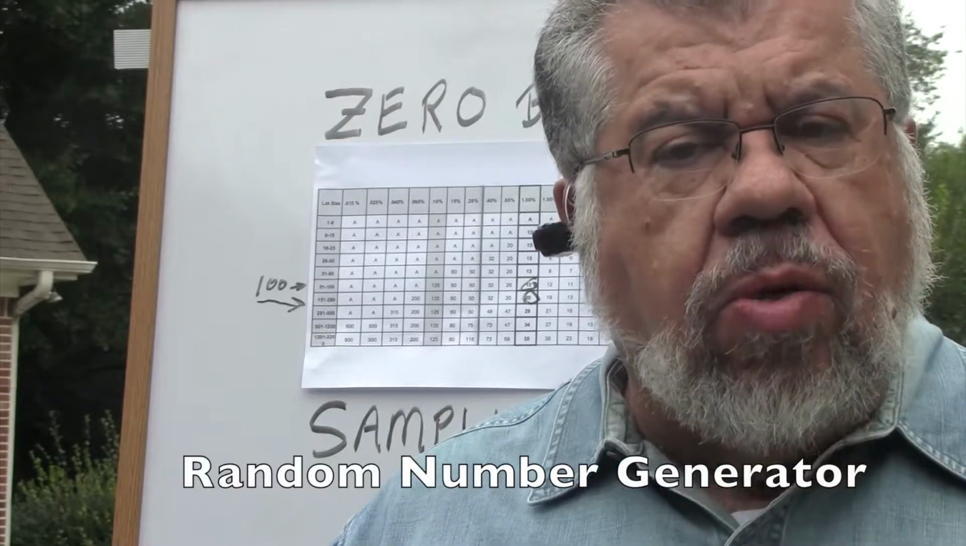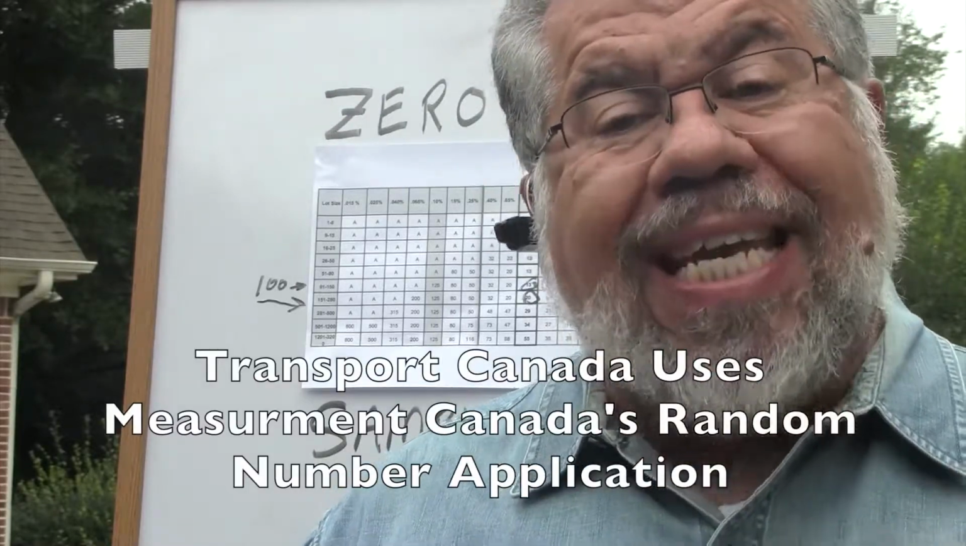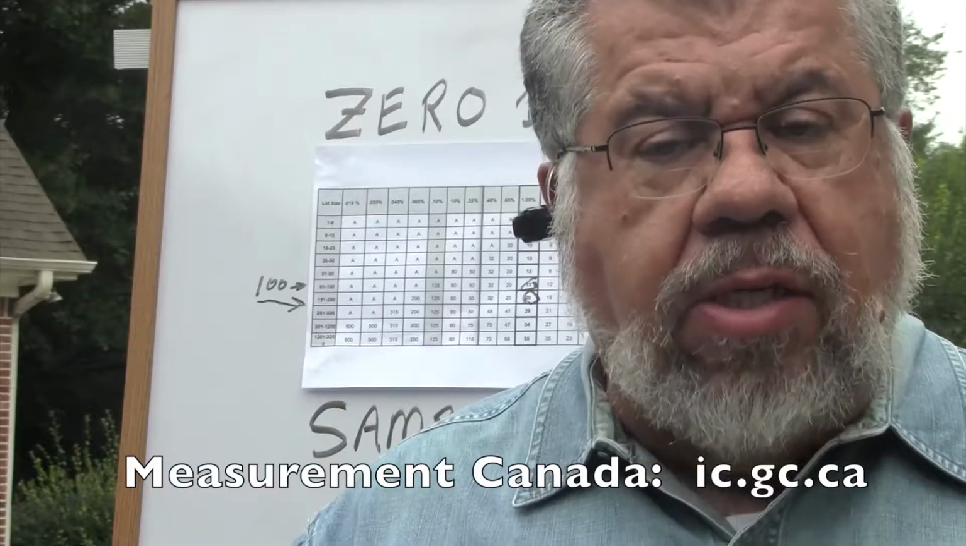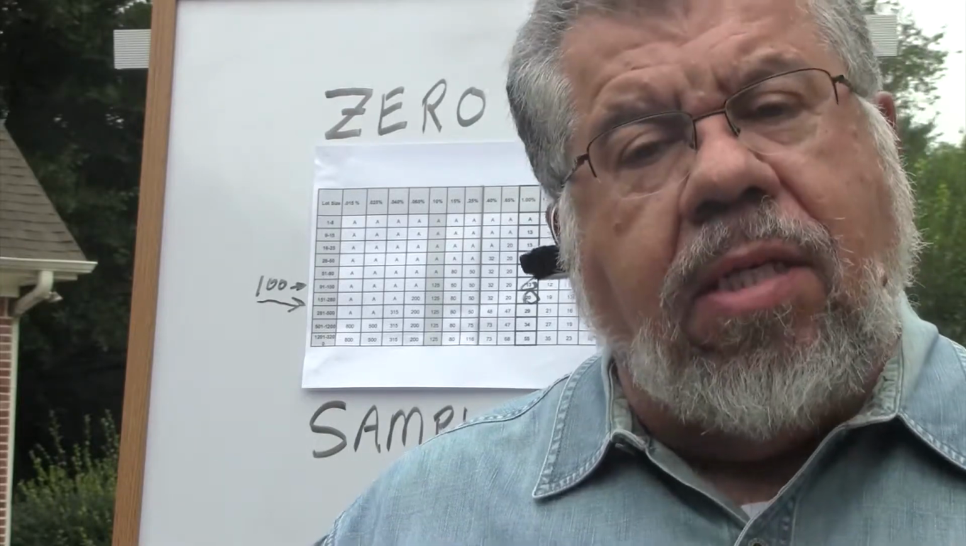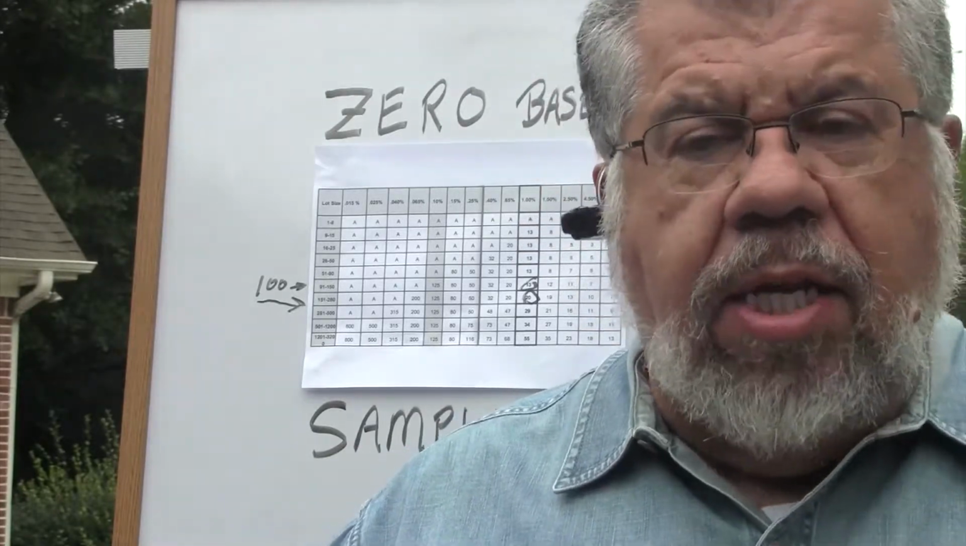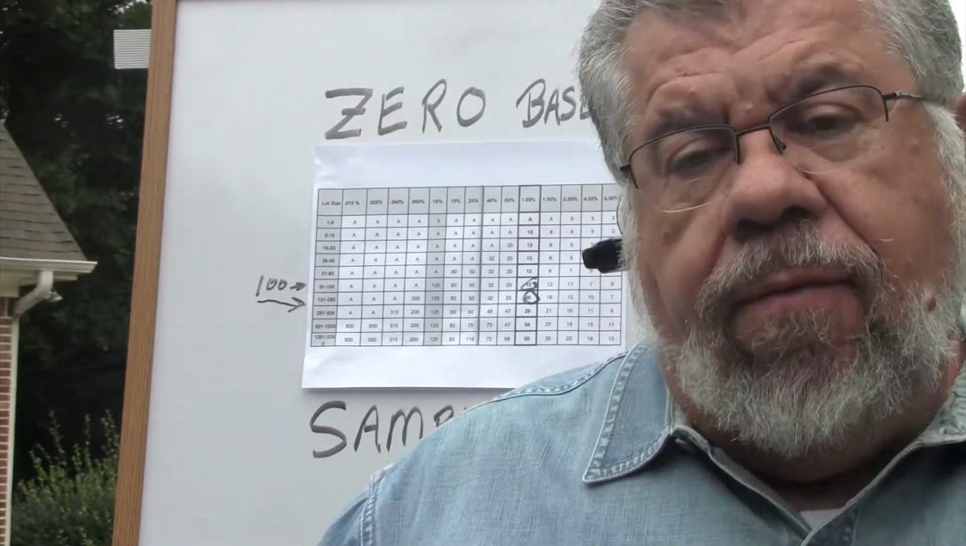Transport Canada has chosen to use the sampling application or random number generator from Government Canada or Measurement Canada. And I'll give you that website so you can go there to look at that. But it doesn't matter. If you have a calculator that has a random number generator or any type of random number generator you can get from the internet, that's fine. But the samples must be chosen numerically random.